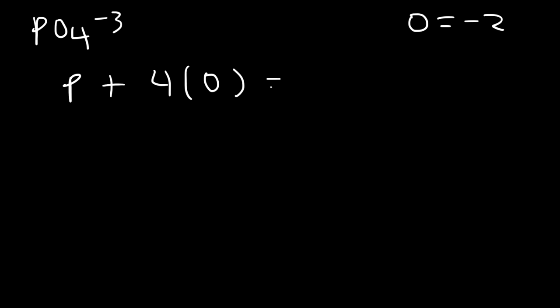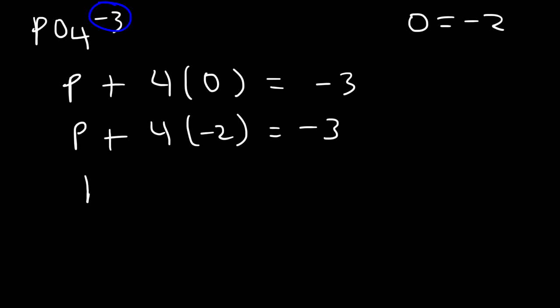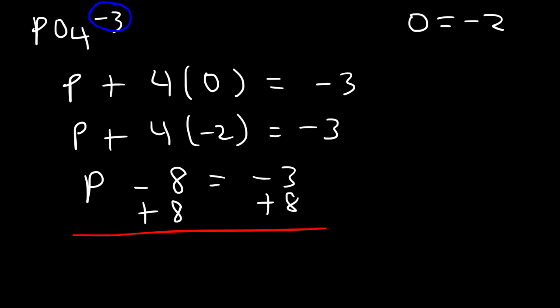Let's look at another example. Phosphate. Go ahead and find the oxidation state of phosphorus in phosphate. So once again, oxygen is still -2. So we have a phosphorus atom plus 4 oxygen atoms, and the net charge is -3, based on what we see here. So it's going to be P plus 4 times -2, and 4 times -2 is -8, and then add 8 to both sides. So -3 plus 8, that's going to be +5. And that's the oxidation state of phosphorus.